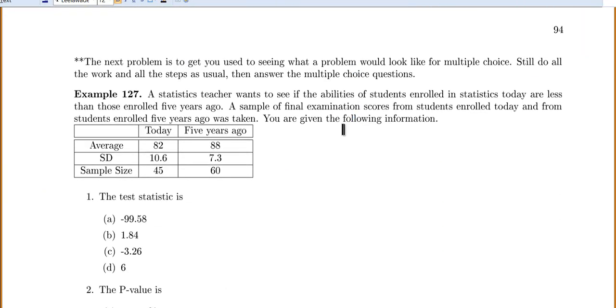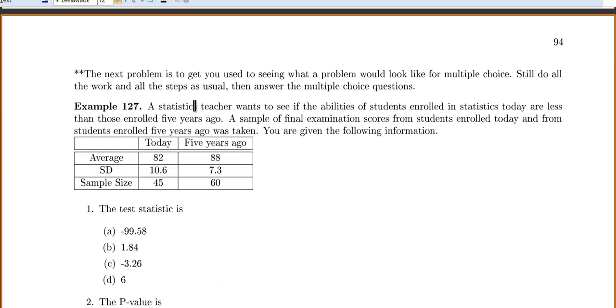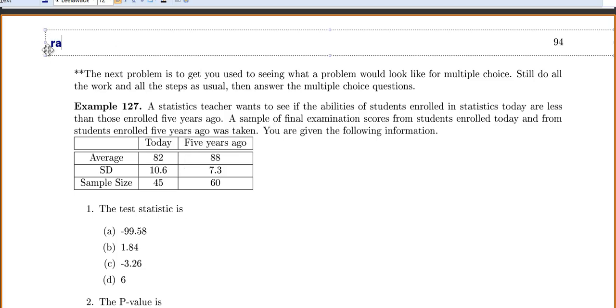And so on example 127, a statistics teacher wants to see if the abilities of students enrolled in statistics today are less than those enrolled 5 years ago. A sample of final examination scores from students enrolled today and from students enrolled 5 years ago was taken, and here's the following information. This one is again random samples from bigger populations. That is a little more technical than you need to get into, because the way you do the test is exactly the same.